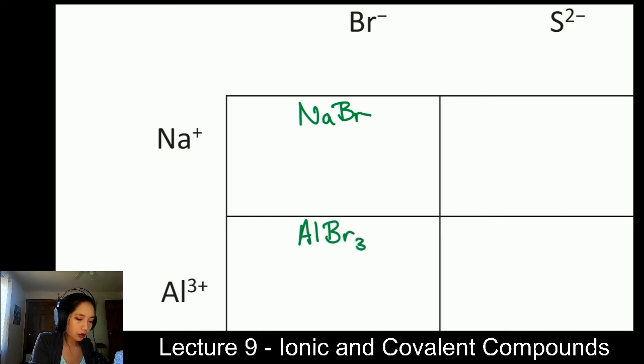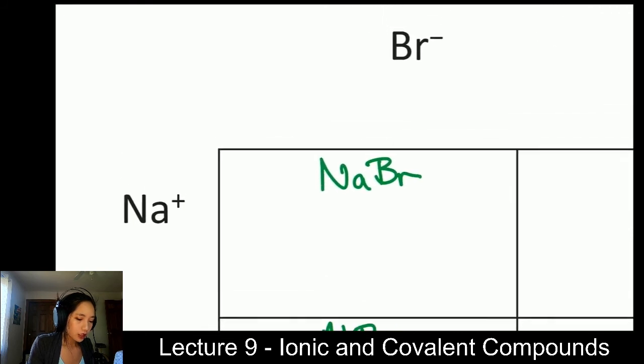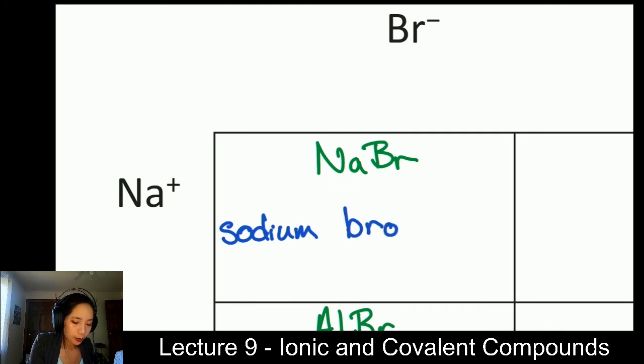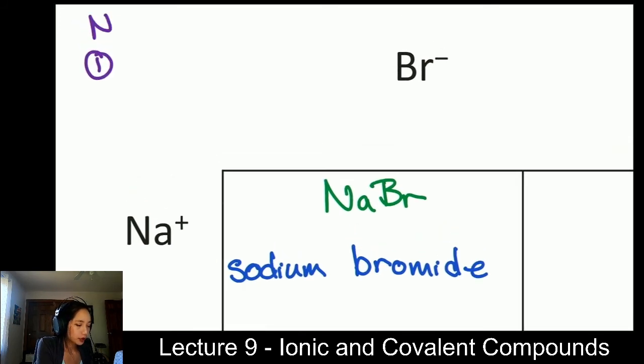All right, so let's go ahead and name them. For naming, you always name the metal first, and it's just the name of the metal. So you just say sodium. Don't tack on ion, just say sodium. And then we look at our anion. Remember, our anion has ide rules. So this would be sodium bromide. I accidentally said it when naming it, but writing the formula. So let me just summarize those rules there for naming ionic compounds.